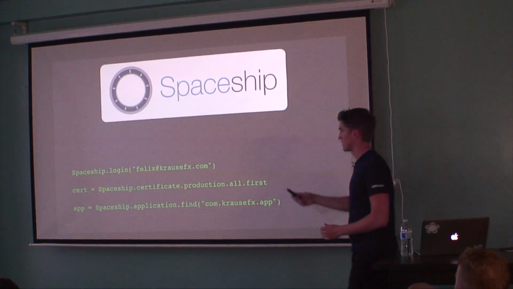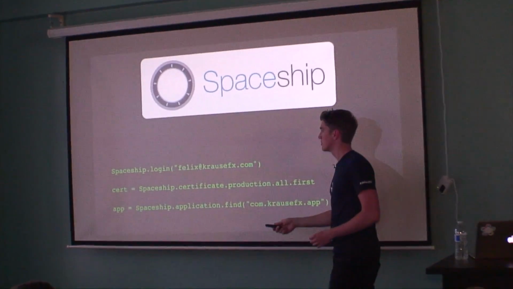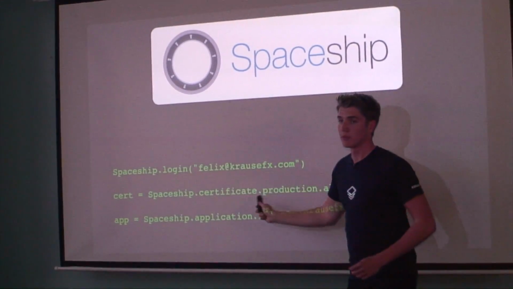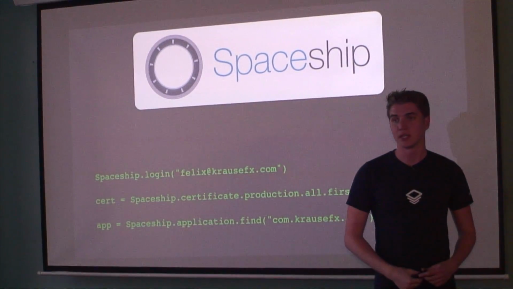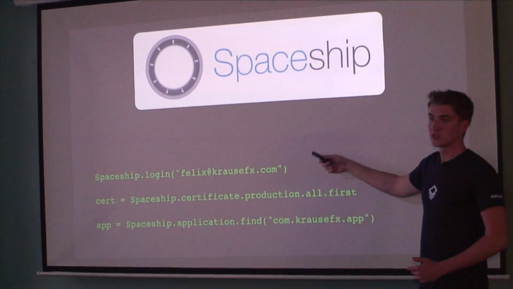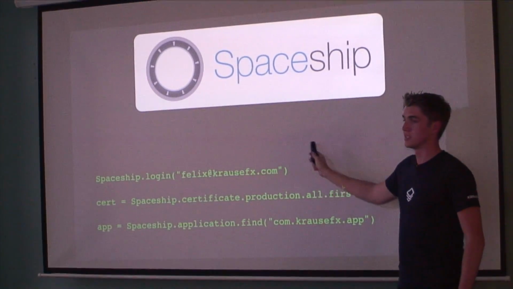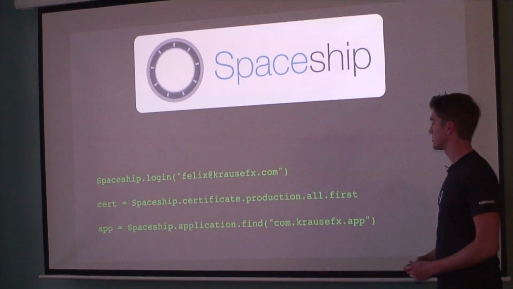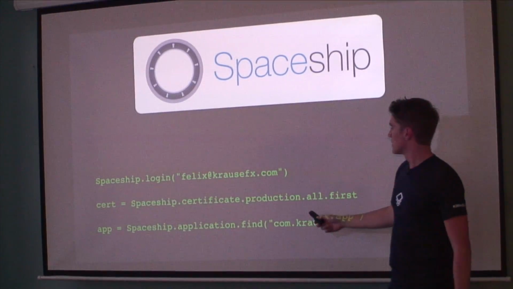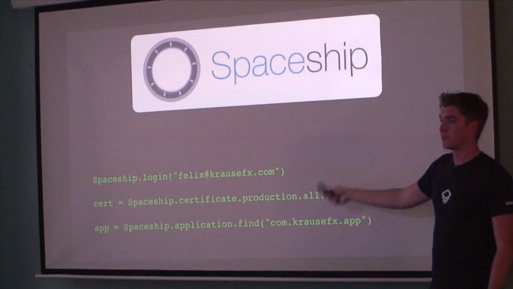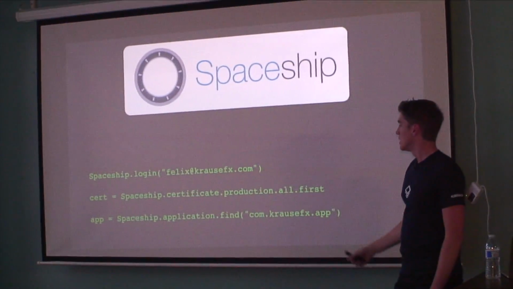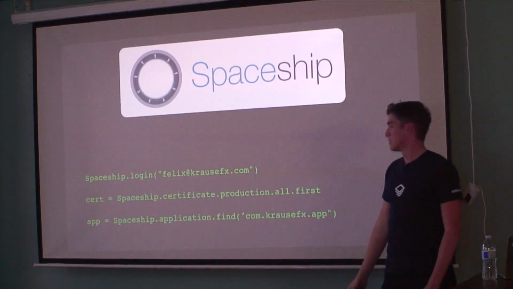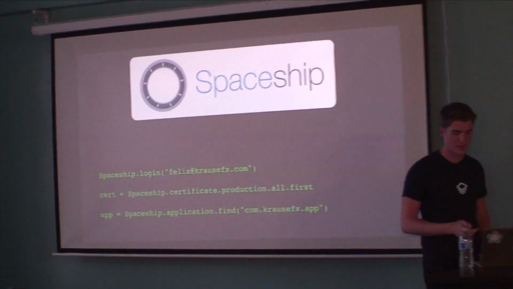So this is how it looks. This is simple Ruby code. Basically, you call spaceship.login with your email address, and you are authenticated. Your password is usually stored in the keychain, but you could also pass it here or use environment variables. Next up, we fetch the first production provisioning certificate we found, and then we also fetch information about one application.